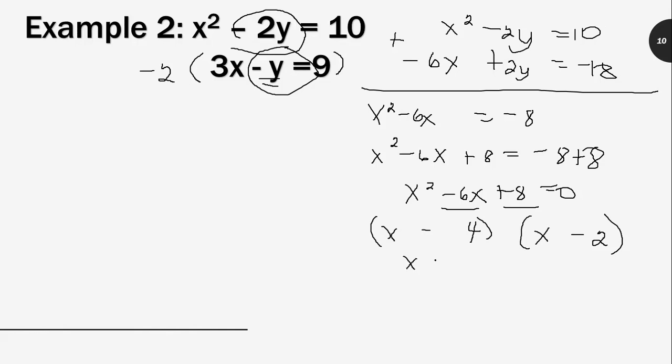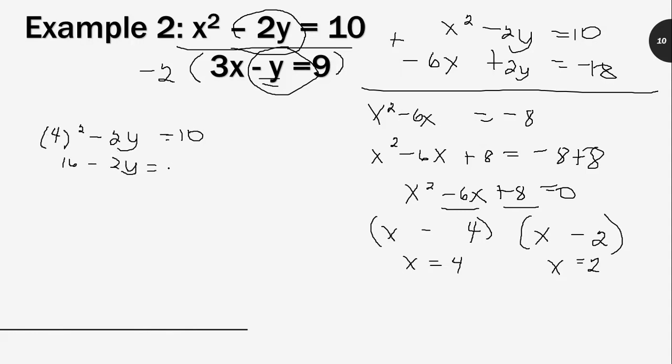X minus 4 is equals to 0. So, we have x is equals to 4 and x is equals to 2. And then, substitute po natin the value of our x to the equation number 1. First value of x is 4 squared minus 2y is equals to 10. 4 squared is 16 minus 2y is equals to 10.